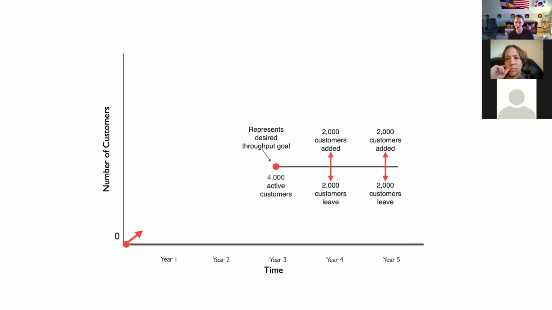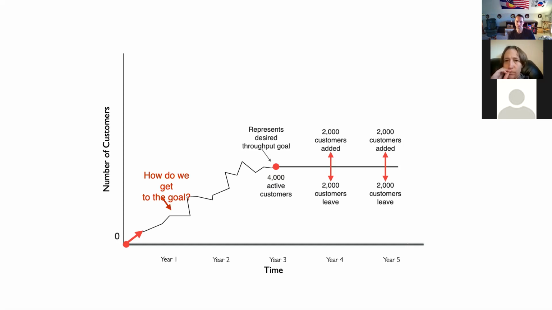So as I mentioned, and we're using that example that I was just going through, you can see the desired throughput. Throughput in this case, we're talking about the output, right? 4,000 active customers. If we need 4,000 active customers at any given time, just to make $10 million annually, that means 2,000 leave every year. It's a 2-year lifetime. So we need to add 2,000 every year. 2,000 leave, 2,000 add. So the question is, okay, how do we get there, right?